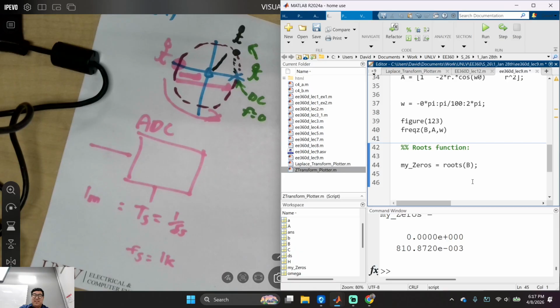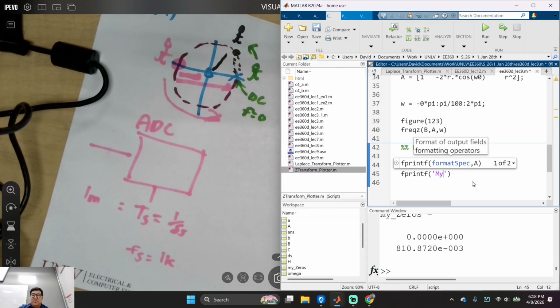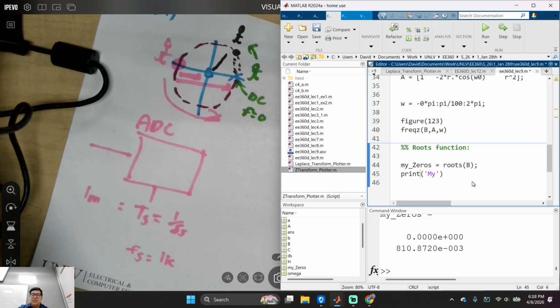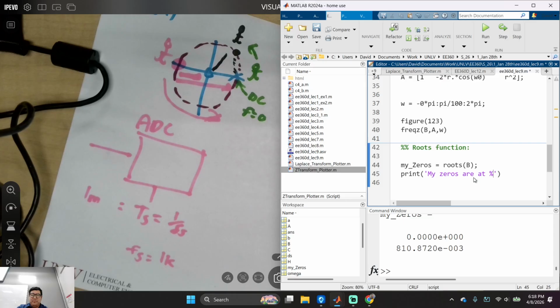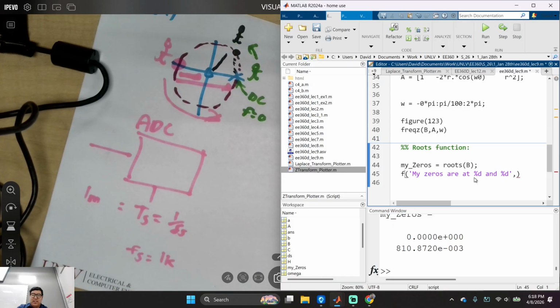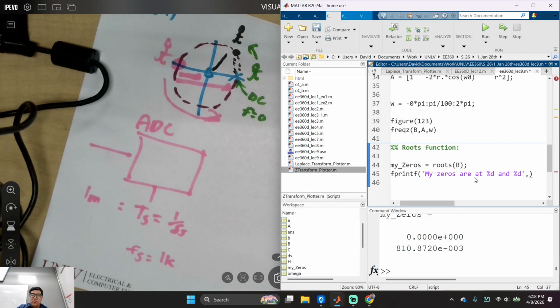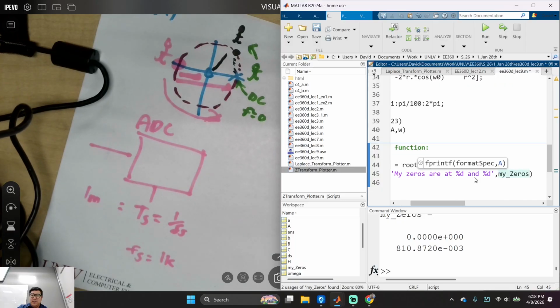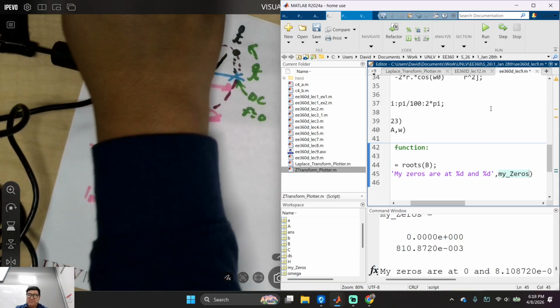Of course. fprintf. Is it fprintf or is it print? My zeros are at %d and %d, or %d. And then, because I don't think it's print. Is it display? fprintf, yeah. Write data to text. And then I'm going to do my zeros. There you go.